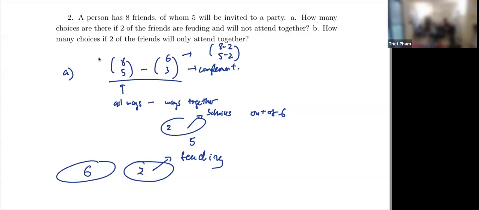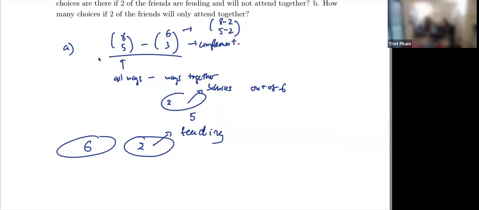right? So there's an excellent way to look at this, as one of you proposed last time, by looking at it as the complement count. Meaning that, instead of counting the number of ways the 2 friends are not attending together, let's count the number of ways the friends attend together and subtract that from the total number of ways, right? That's an excellent way to look at it.